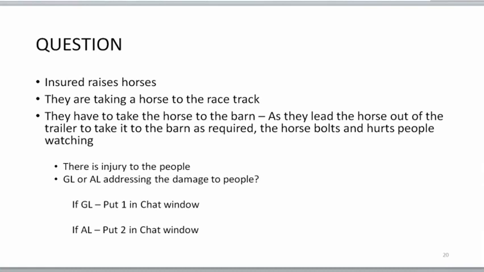GL or auto? This is a question for CE purposes. Is the damage caused as our insured is unloading the horse with that lead rope into the barn, and that horse bolts hurting people before they get it to the barn, an auto exposure or a GL exposure? Type in, if it's GL, put 1 in the chat window. If it's auto, put 2 in the chat window. I'll give you some time to think about it.